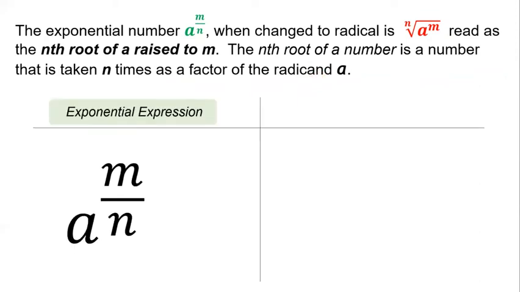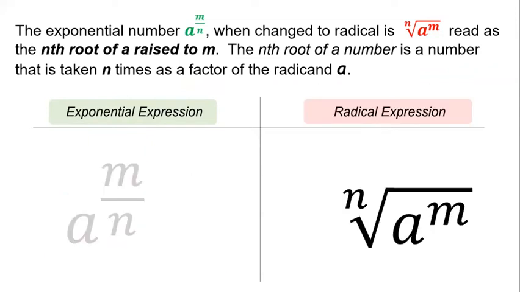So, let us compare. This is the general form of an exponential expression with a rational exponent. This is the base, and this is the rational exponent. And this is the general form of a radical expression. This is the radical, this is the exponent of the radical, and this is the index.